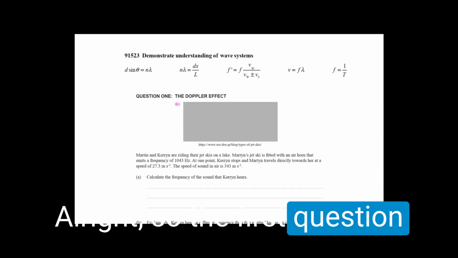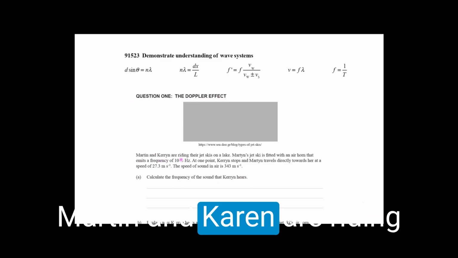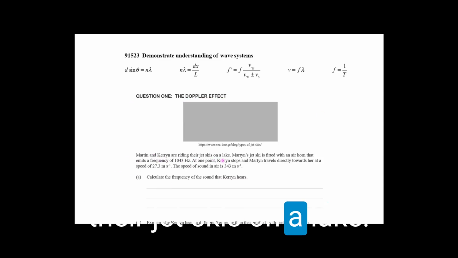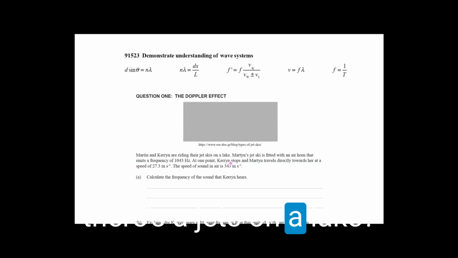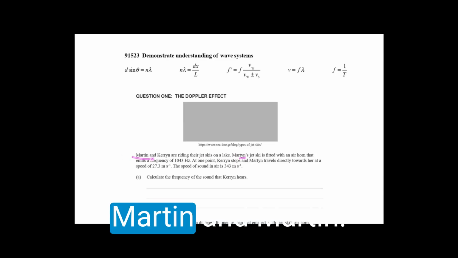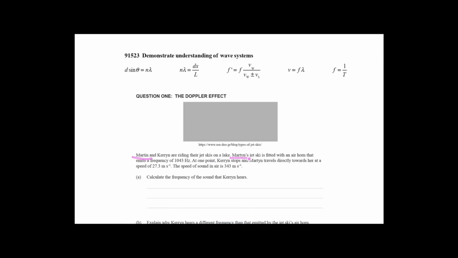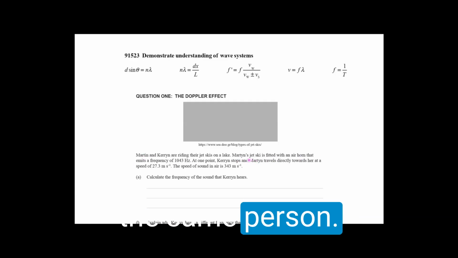All right, so the first question is the Doppler effect. Martin and Kieran are riding their jet skis on a lake. Why do they give these people names? Why can't they just say there's a jet ski on a lake? Martin, his name's changed. Martin with an I and Martin with a Y, we're presuming they're the same person.